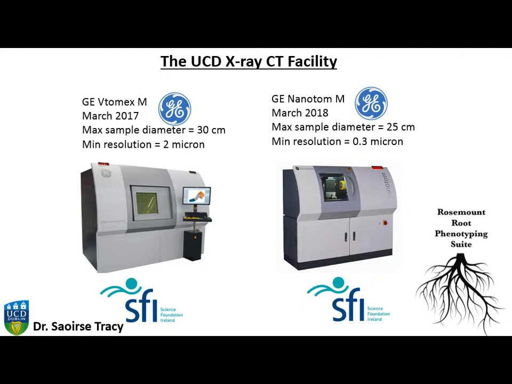It was a GE Vitamex scanner. This can scan samples up to a 30 centimetre diameter, and the minimum resolution is about 2 micron. So it's a large vessel that you can fit the soil cores in. The second scanner is the GE Nanotom M, an updated version of the Nanotom S. This arrived just a few months ago, and again, it can have quite a large sample diameter, but the resolution can go down to 0.3 of a micron.